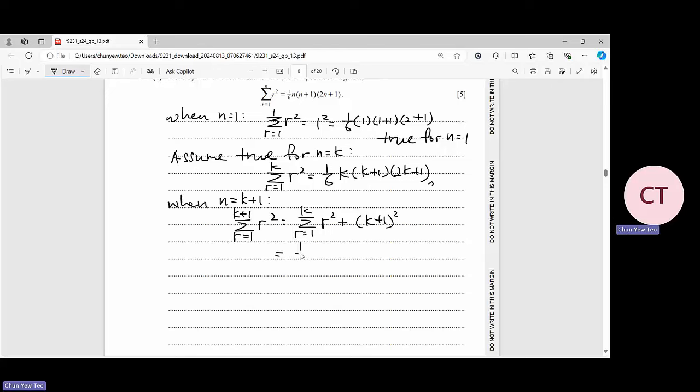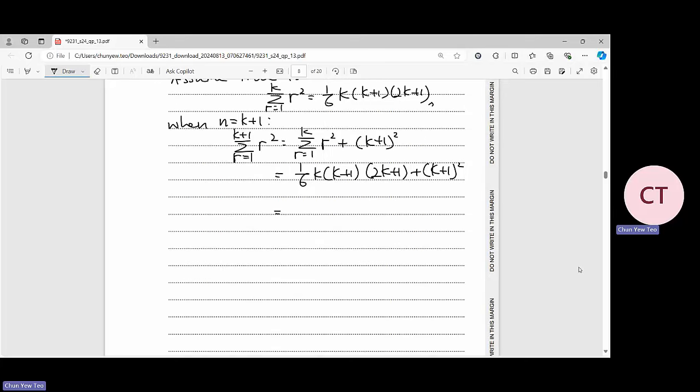So over here, this one will be 1 over 6k, k plus 1, 2k plus 1, plus the k plus 1 square. We try not to expand them first. We try to see whether we can factorize anything. If you factorize, these are the common factors that you can take out, and you get this. Then after that, you expand. You get the 2k squared plus the 7k plus the 6. Okay, we try to factorize it.